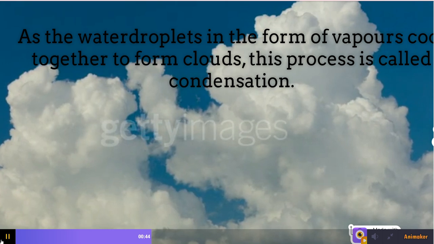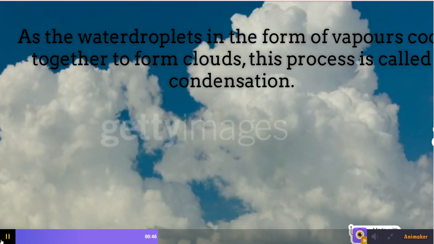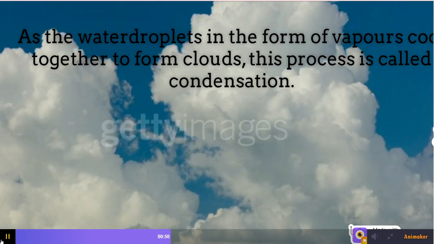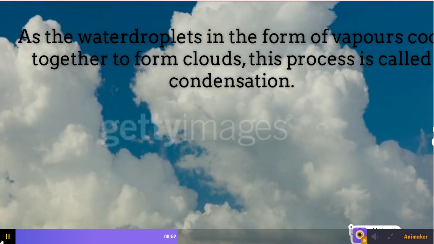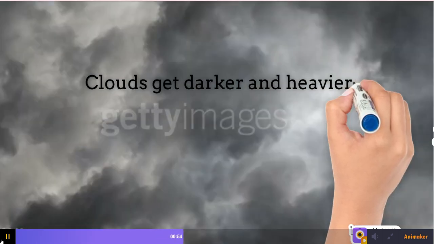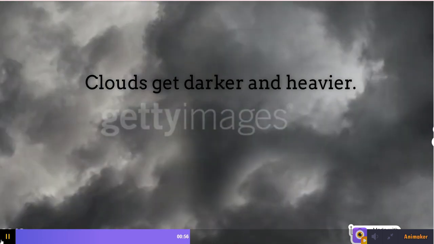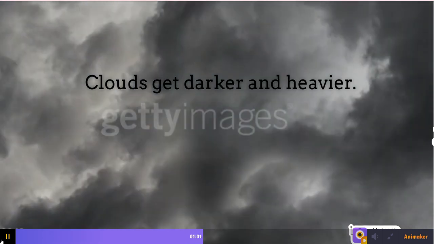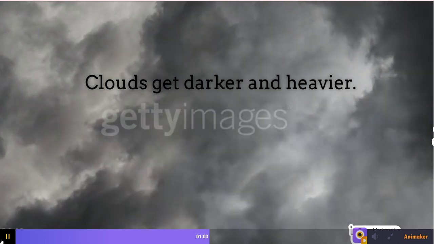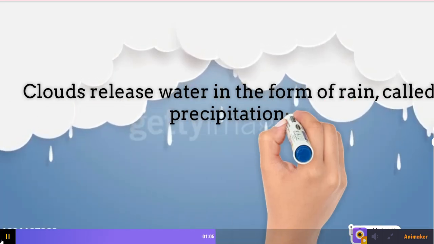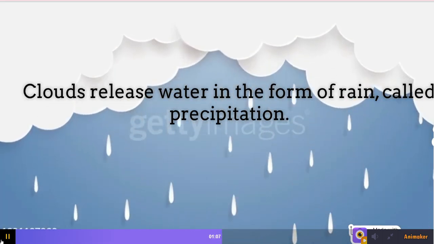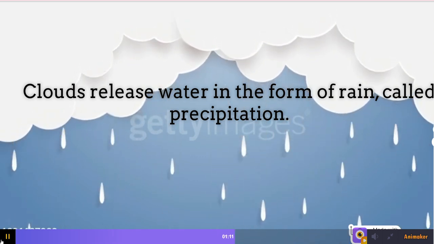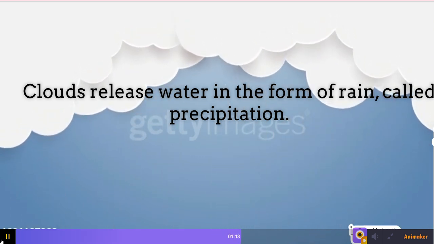As the water droplets in the form of vapors cool together to form clouds, this process is called condensation. Clouds get darker and heavier. Clouds release water in the form of rain. This process is called precipitation.